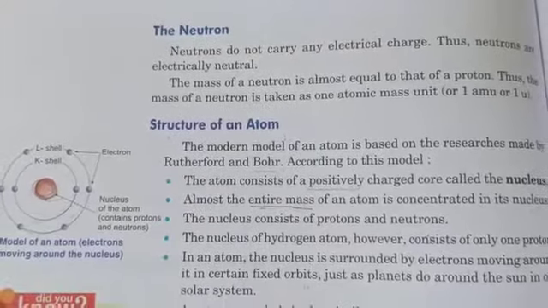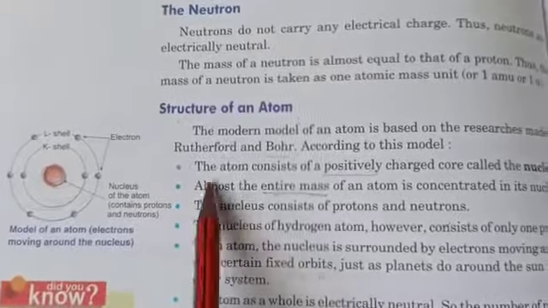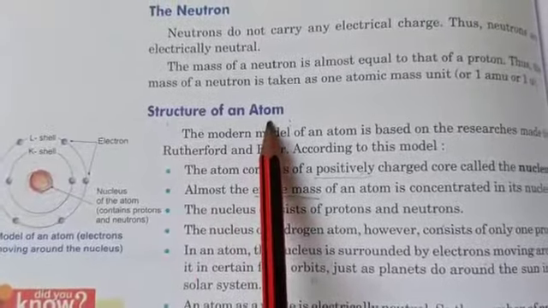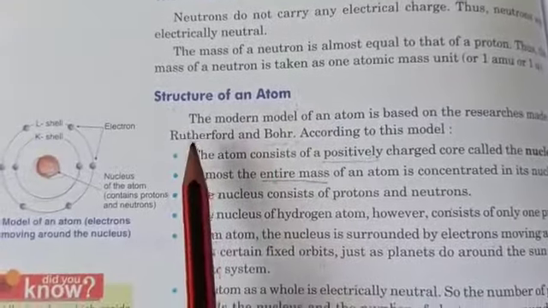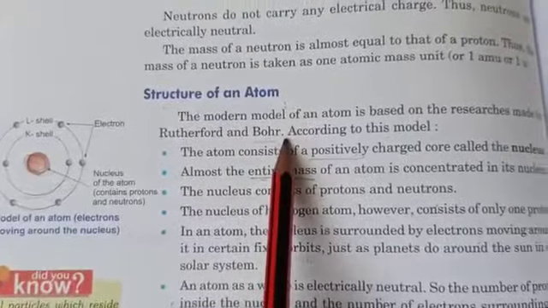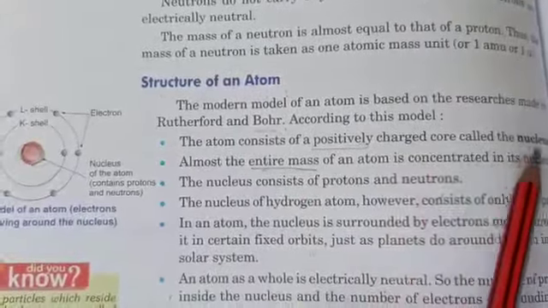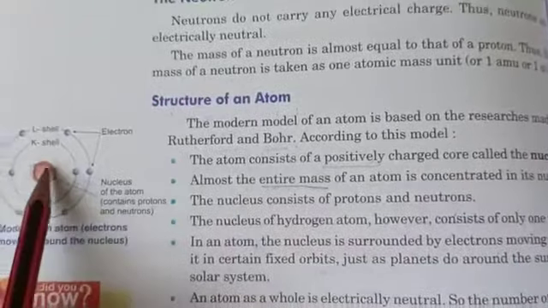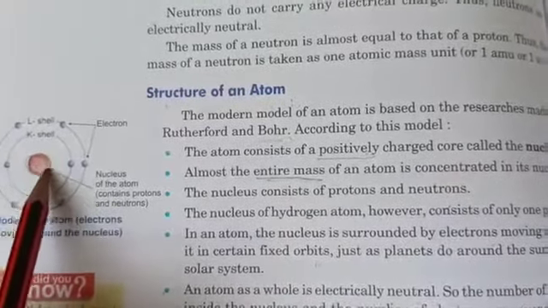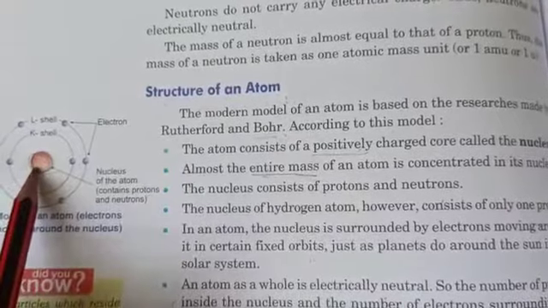Next topic of chapter 4, that is structure of atom, page number 40. This structure of atom is given by Rutherford and Bohr. They told us that atom consists of a positively charged core called nucleus. Atom has a positive charge core, positive part, that is known as nucleus.